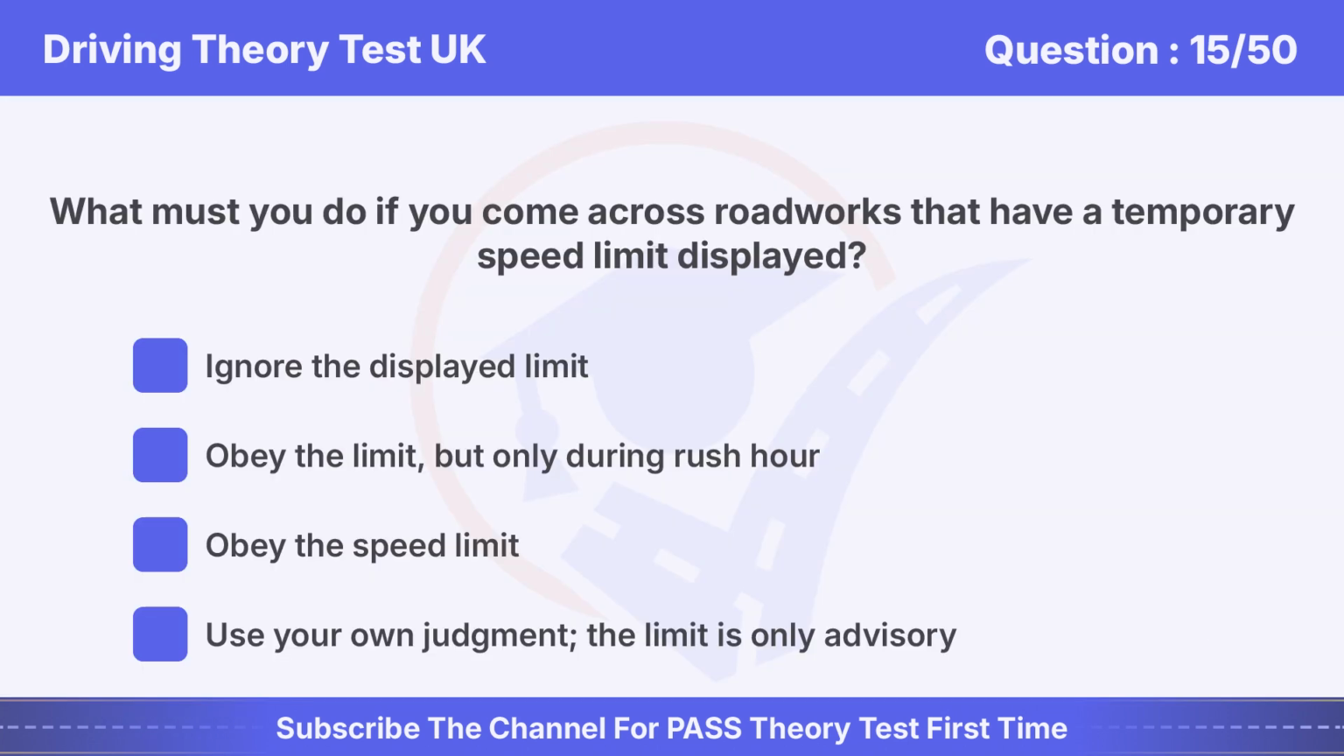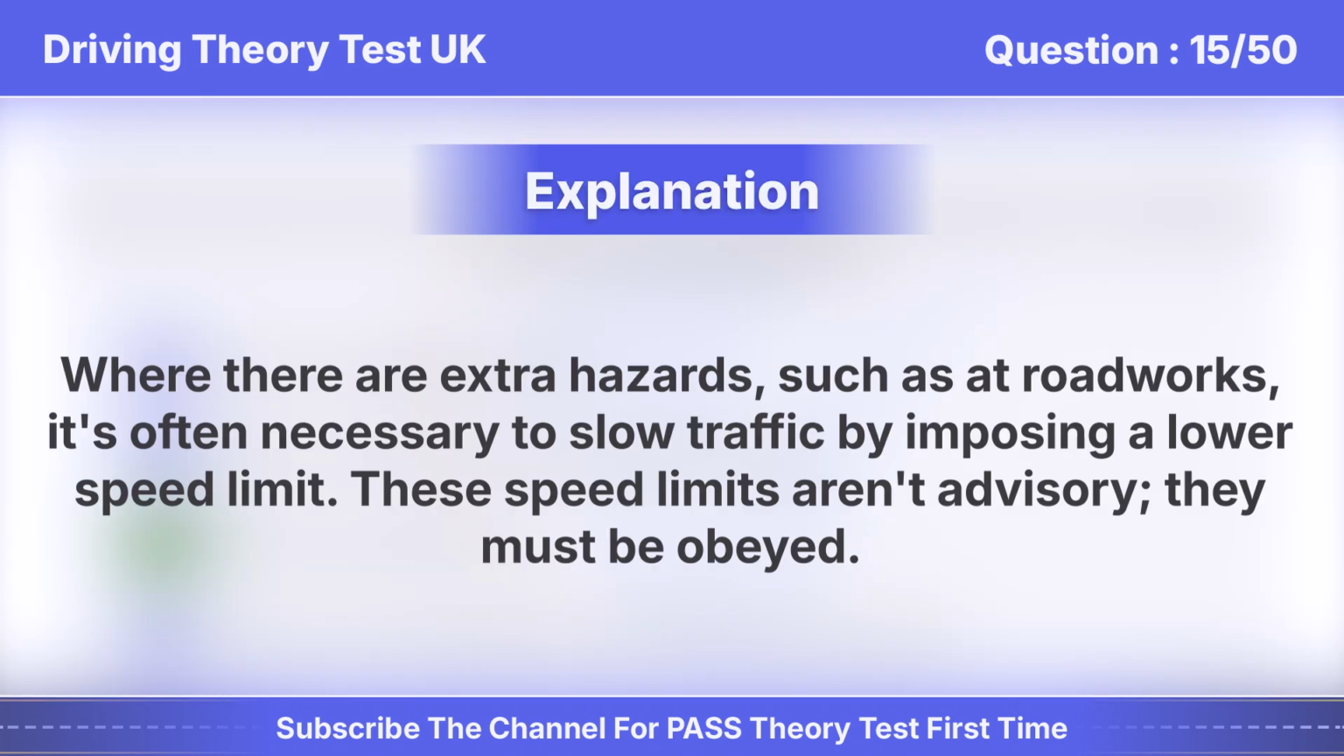Question 15. What must you do if you come across roadworks that have a temporary speed limit displayed? Answer is C. Obey the speed limit. Where there are extra hazards, such as at roadworks, it's often necessary to slow traffic by imposing a lower speed limit. These speed limits aren't advisory. They must be obeyed.